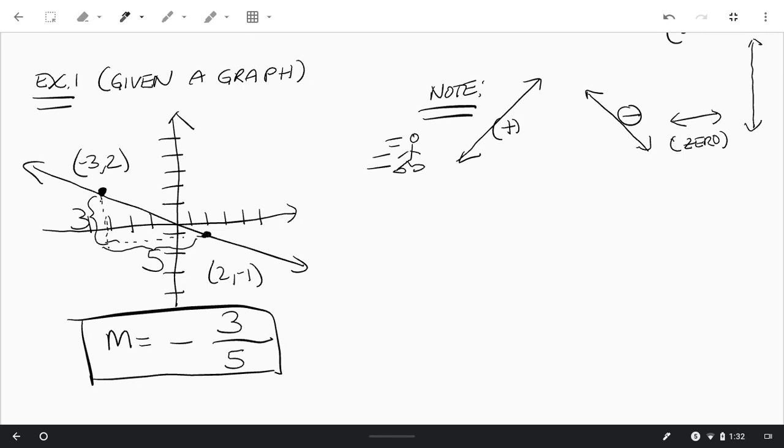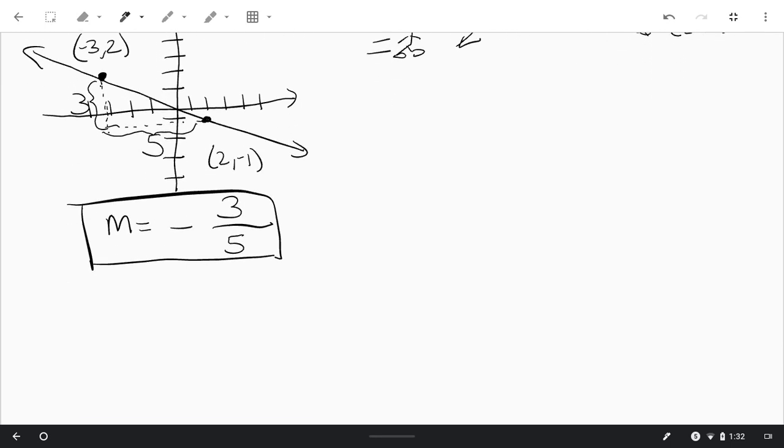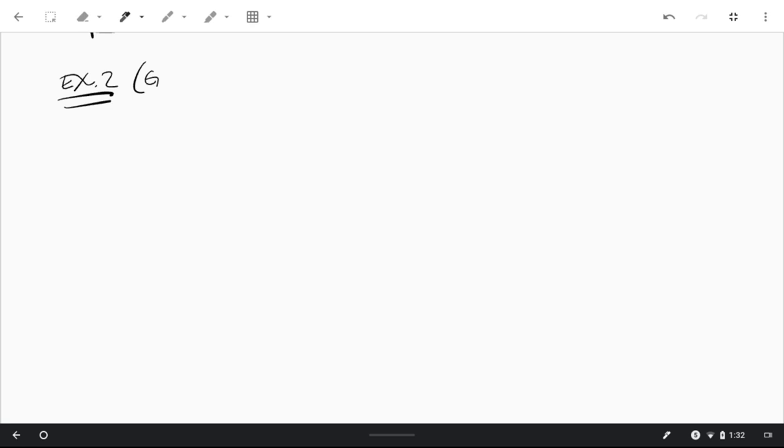Okay, so now we'll take a look at, you're not given a graph, but you're given 2 points. So if you're given 2 points, so given a graph, given 2 points.